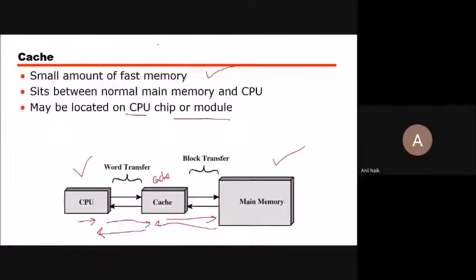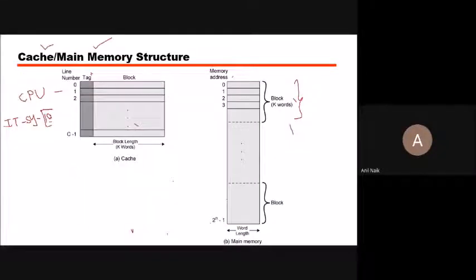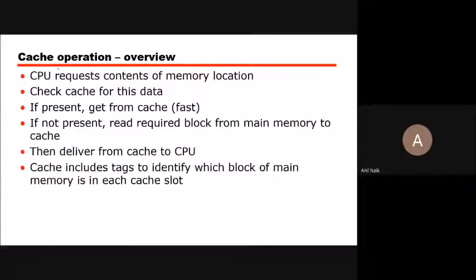Okay. So if the CPU is accessing data, first it searches in the cache memory. If the data is available, then it is delivered to the CPU. If it is not available, it will fetch from the main memory, right? So this is the structure. Okay, so what is the operation?